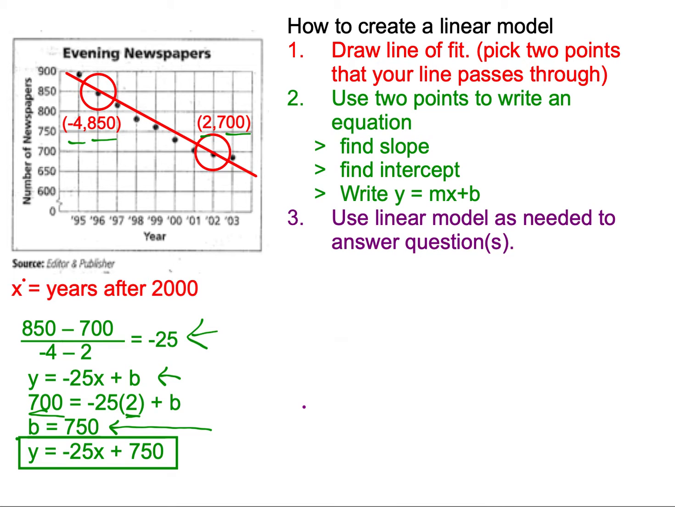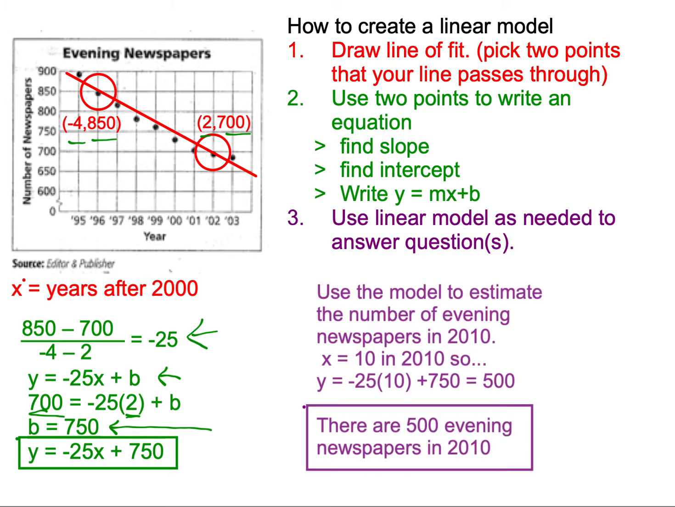Then you use the linear model as needed to answer questions. So, for example, use the model to estimate the number of evening newspapers in 2010. Well, in 2010, x is going to equal 10. So, we plug in 10 for x, -25 times 10 plus 750, we get 500. There are 500 evening newspapers in 2010, according to this linear model. And the rate could have changed. The linear model here works very well between the years of 1995 and 2003. It may not work so well by 2010, but it might. We'd have to compare it to the actual data to know.